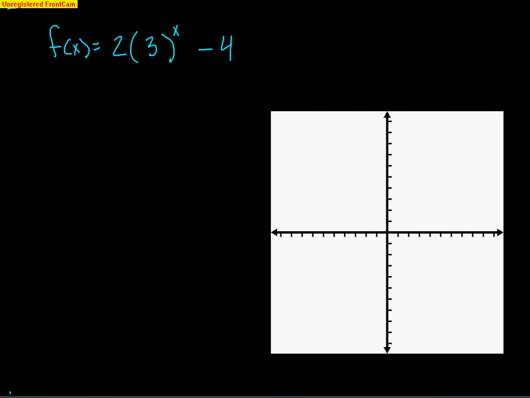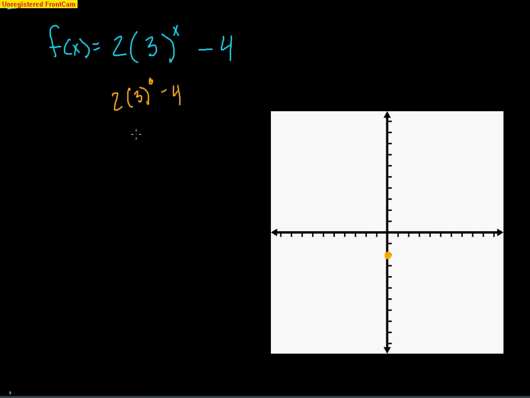All right, now let's take a look at one that kind of has a couple things going on in it. Let's just try to understand this function real quick. 2 times 3 to the x, minus 4. Easy to understand if you plug in 0. So if you plug in 0, I get 2 times 3 to the 0, minus 4. Walk yourself through this. 3 to the 0 is 1. 2 times 1 is 2. 2 minus 4 is negative 2. So now I'm going to start down here at negative 2.